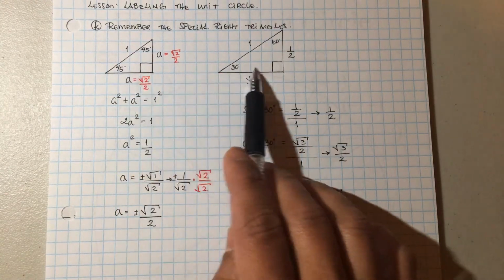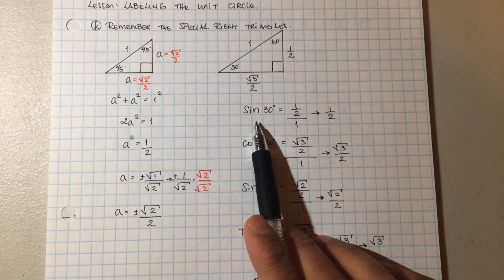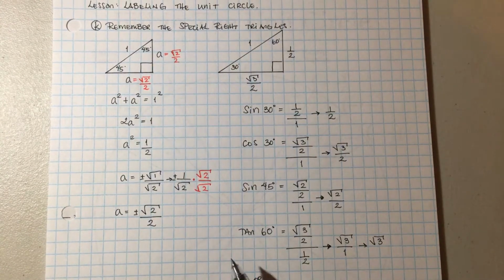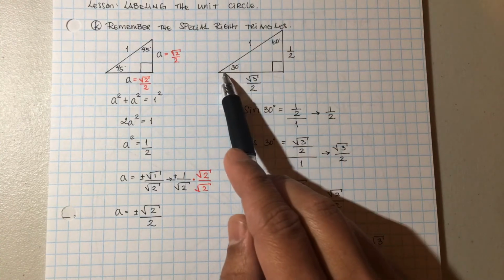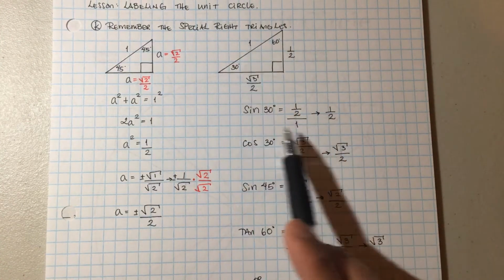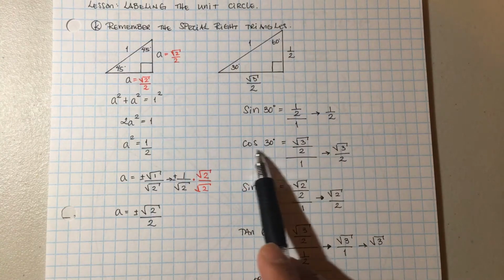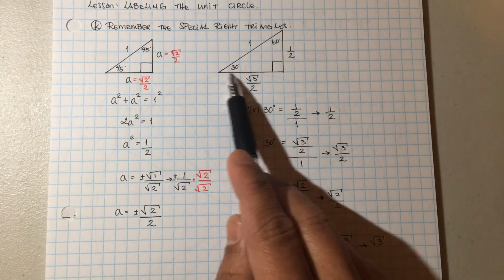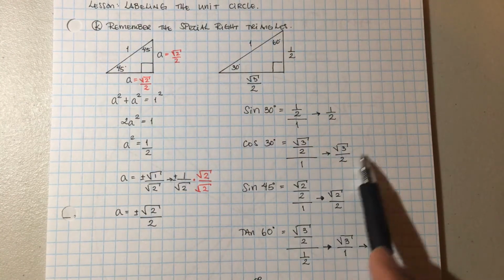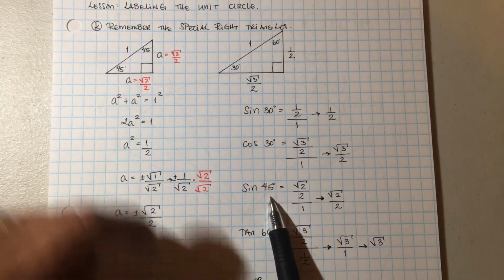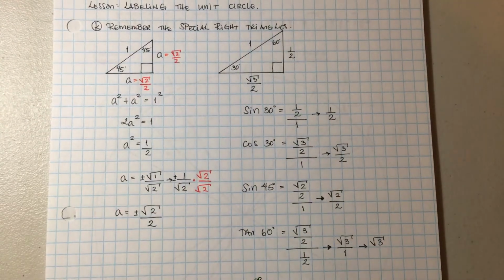So now that we have these two triangles solved, we can figure out the sine, cosine, and tangent of all these various angles. For example, sine of 30 degrees is opposite over hypotenuse, 1/2 divided by 1, which is 1/2. Cosine of 30 is adjacent over hypotenuse, radical 3 over 2 over 1. Sine of 45, same thing, opposite over hypotenuse. And that's where we get these values.